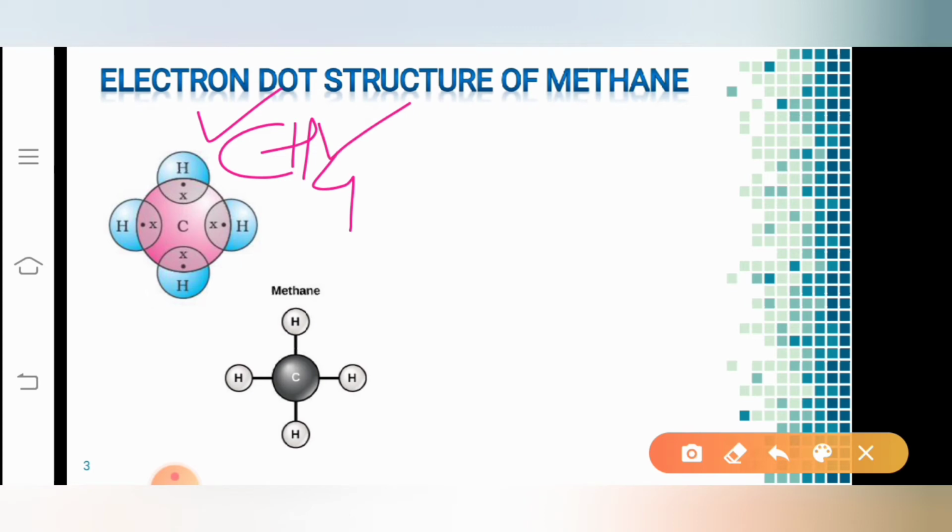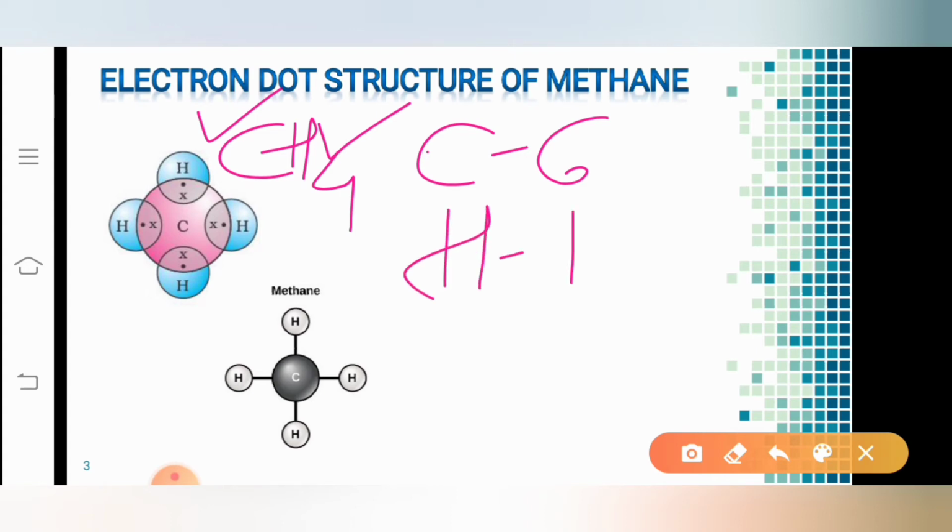Totally 5 atoms. Keep in mind, all the 5 atoms should obtain the noble gas configuration. In such a way, you have to write the electron dot structure. The first step to write the electron dot structure is to know the atomic numbers. So what is the atomic number of carbon? It is 6.